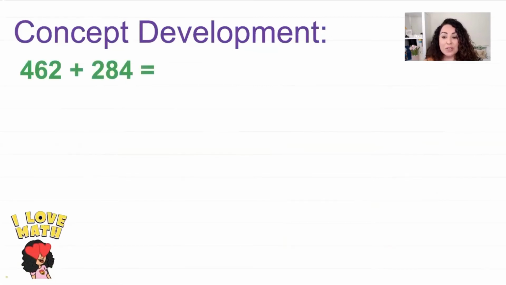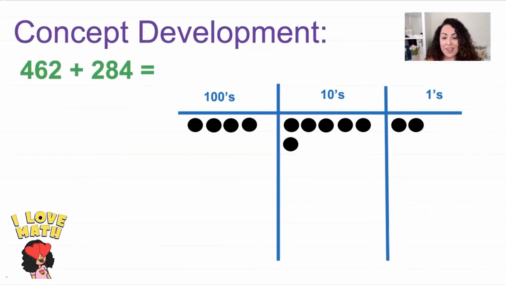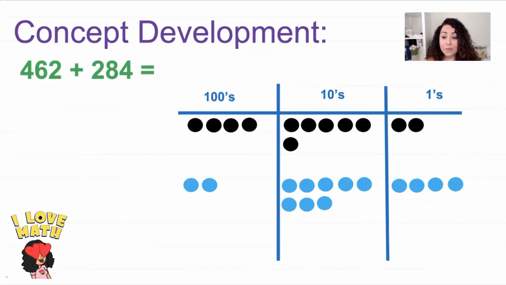462 plus 284. So here's my chart, and let's make that first number 4 hundreds, 6 tens, and 2 ones. Our second number is 2 hundreds, 8 tens, and 4 ones.